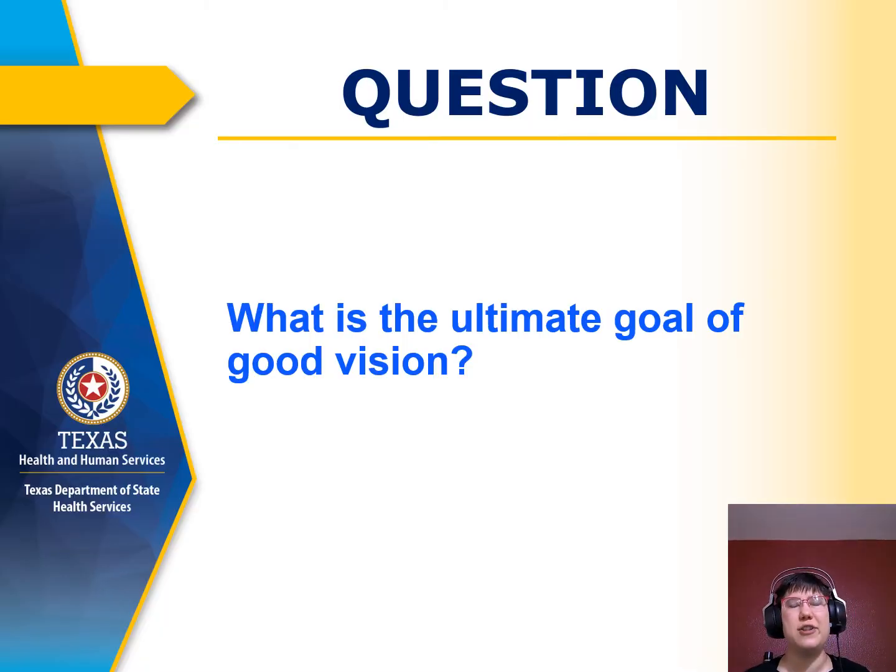So what is the ultimate goal of good vision? You can chat about this. I didn't put it, but the ultimate goal is to be able to see clearly at appropriate near and far distances with fused binocular vision so that we have adequate depth perception.